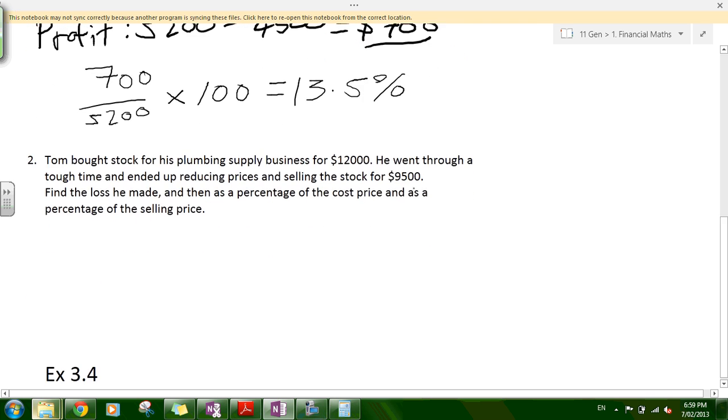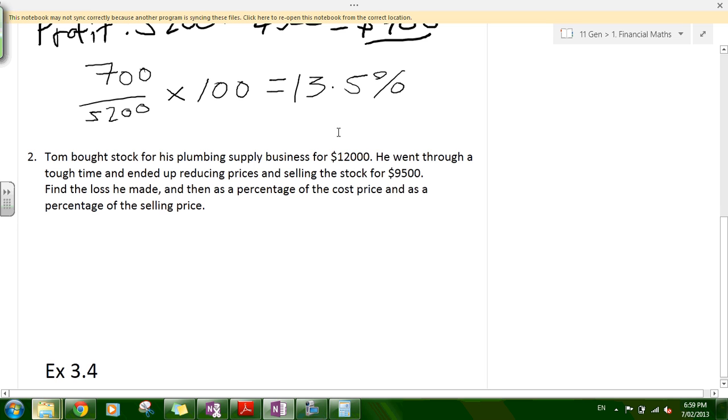It's doing pretty well. So then if we move down to the next one, Tom bought stock for his plumbing supply business for $12,000. So remember, if he bought it, he bought it for $12,000. That's how much it cost him, so that's the cost price. He went through a tough time and ended up reducing prices and selling the stock for $9,500. That's the selling price. Find the loss he made, and then as a percentage of the cost price, and as a percentage of the selling price.